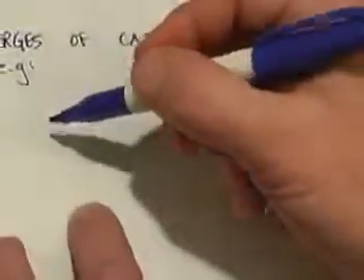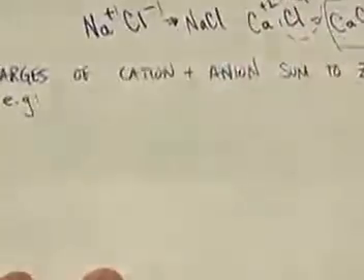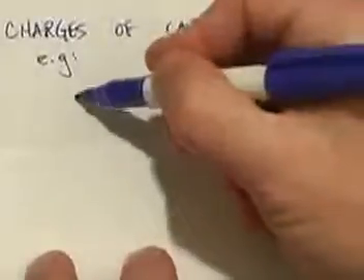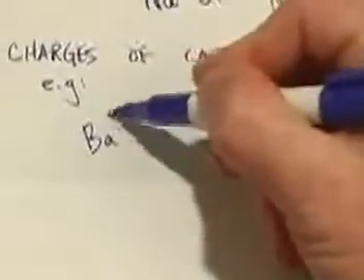Here's a number of other examples. Let's take, for example, a compound that's composed of barium, which has a +2 charge.